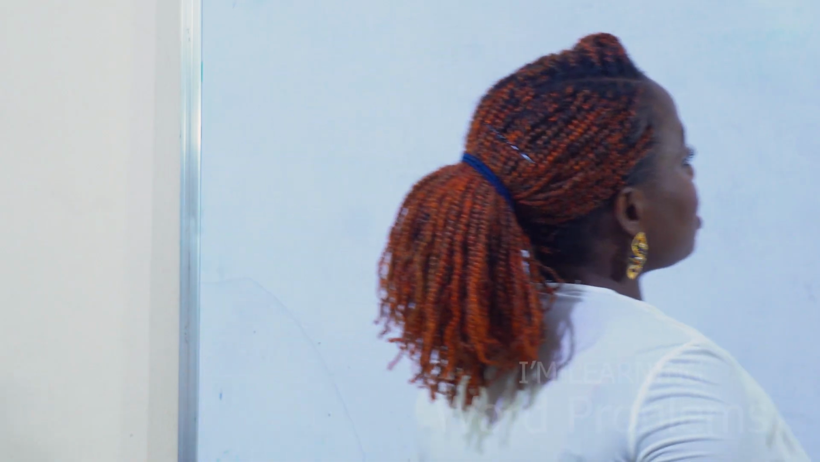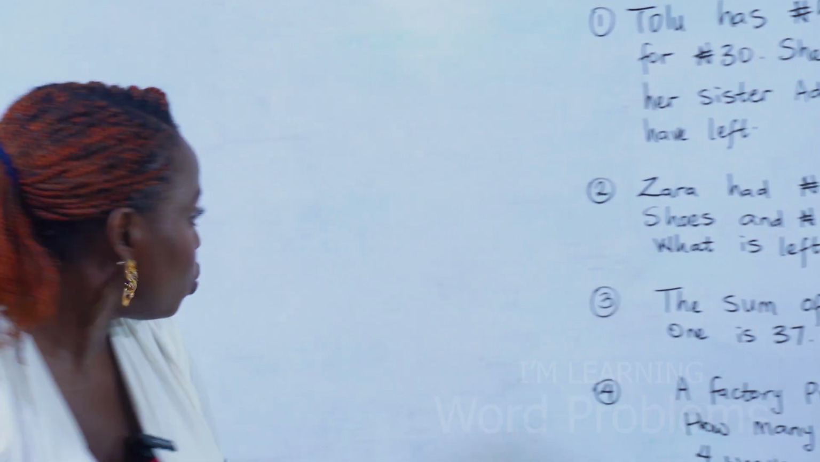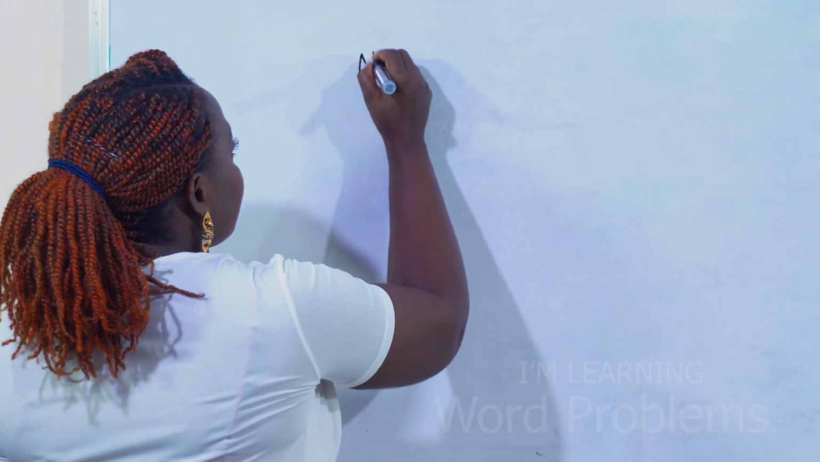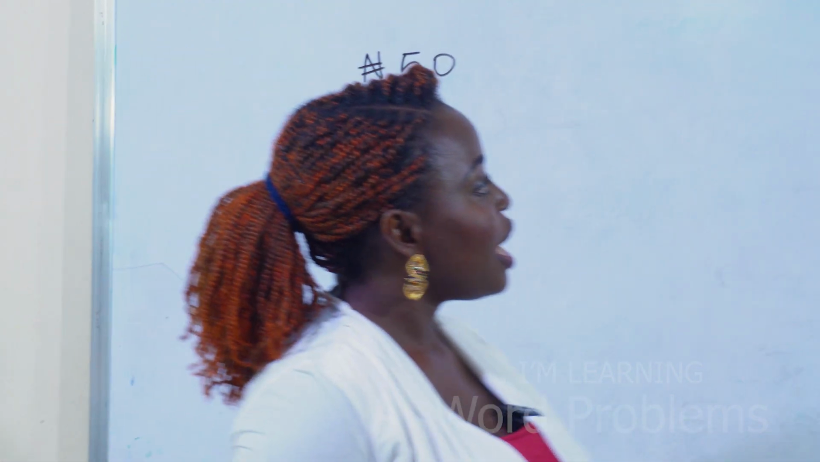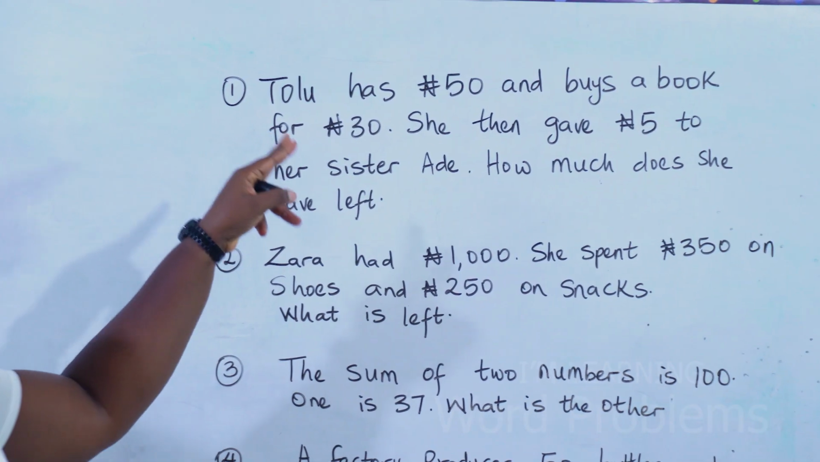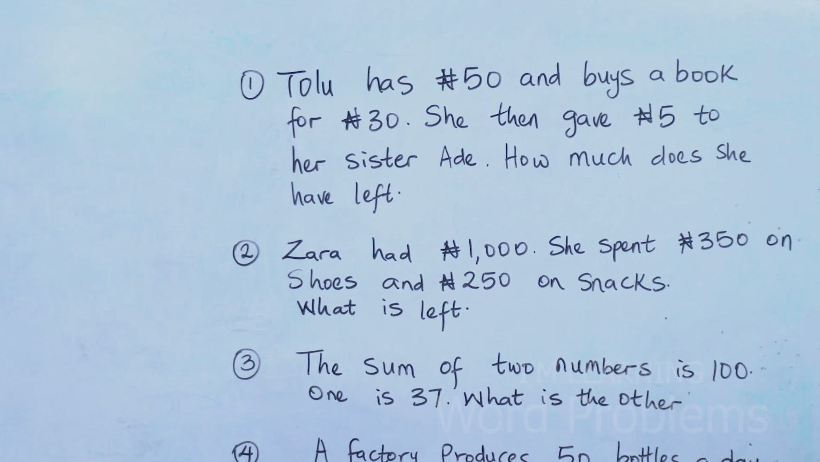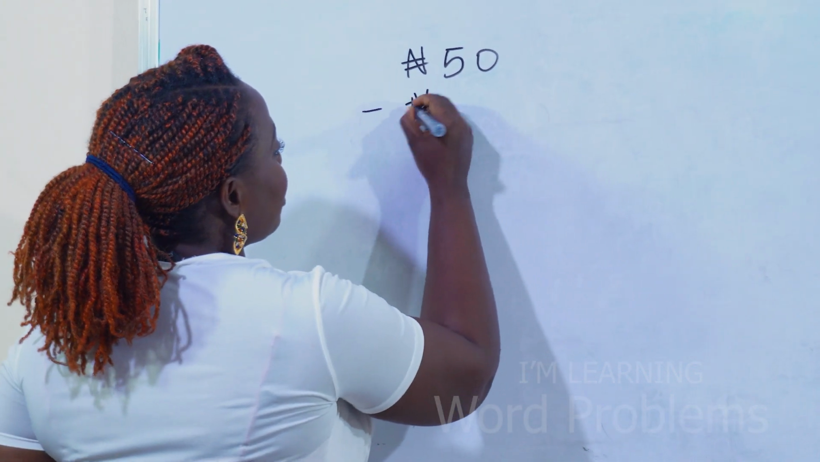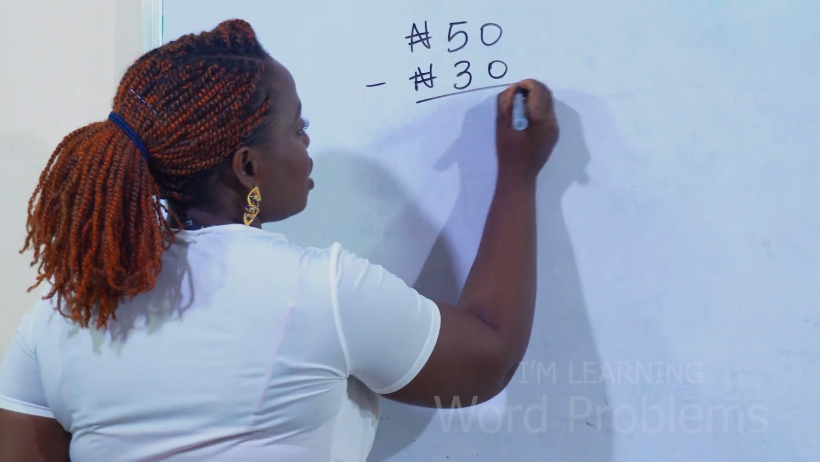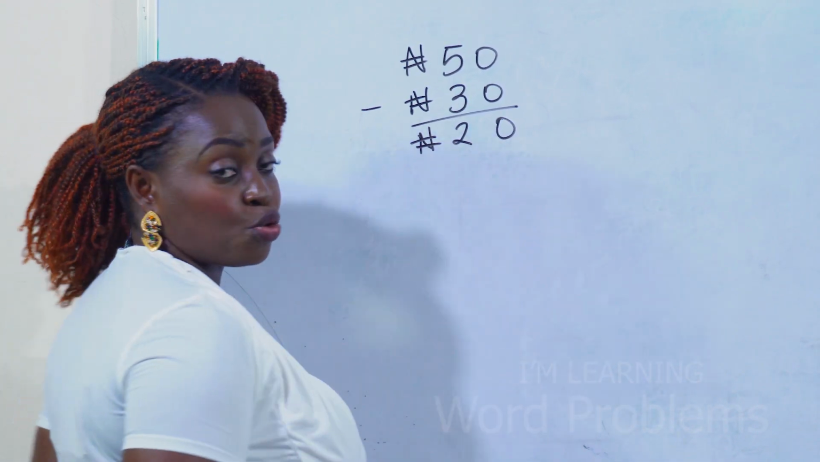The first story says that Tolu has 50 naira. That's your first clue. She has 50 naira. So that is how much she has. And then she buys a book for 30 naira. Because she bought that book, you're going to subtract 30 naira from 50, and we will arrive at 20 naira. So now she has 20 naira.